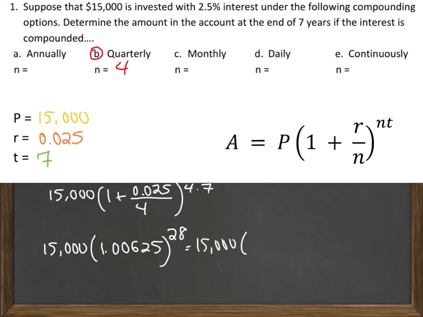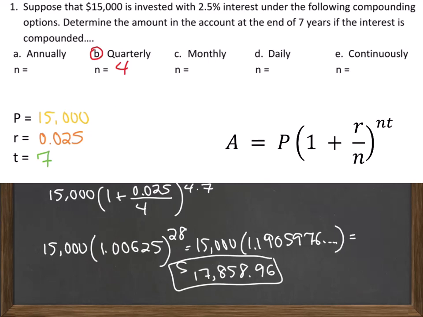15,000 times 1.195976, so on and so forth. Okay, so last but not least, let's multiply those two numbers. Okay, and when we do that, we get 15,000. Oops, sorry, we don't get 15,000. I apologize. We get 17,858 and 96 cents. Okay, so that's our final answer.